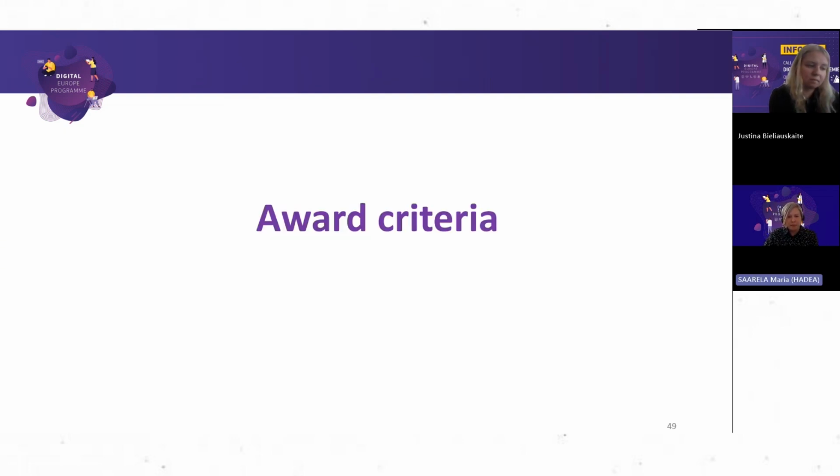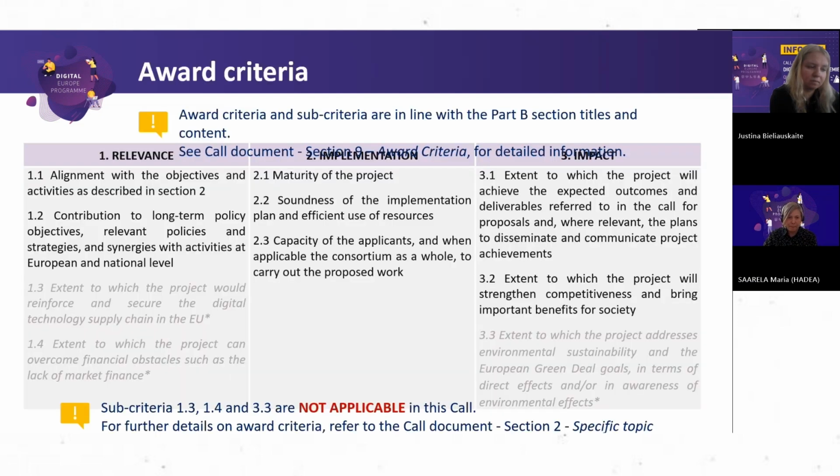Then for the award criteria, we use the regular DEP award criteria, so relevance, implementation, and impact. And as I said, these criteria and the sub-criteria are all in line with the Part B application form. And again, in this specific call and for these 3 specific topics, there are 3 subsections which are not applicable. So you leave them empty in Part B and those will not be evaluated during the evaluation. You can see all these details in the call document section 2. Next slide, please.